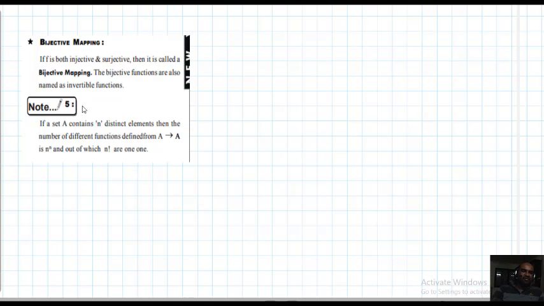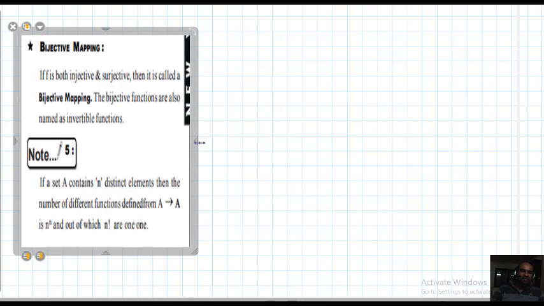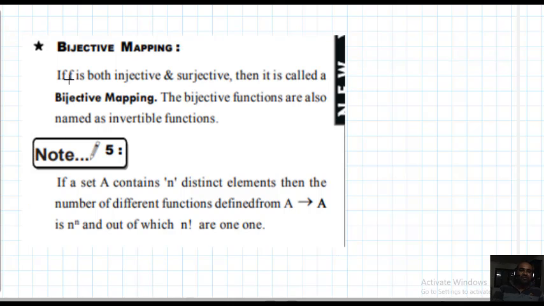Students, here something I wrote. Just listen. If f is both injective and surjective, then it is called a bijective mapping. The bijective function is also named an invertible function. Why this is called invertible, we will discuss later. A bijective function is also called an invertible function.